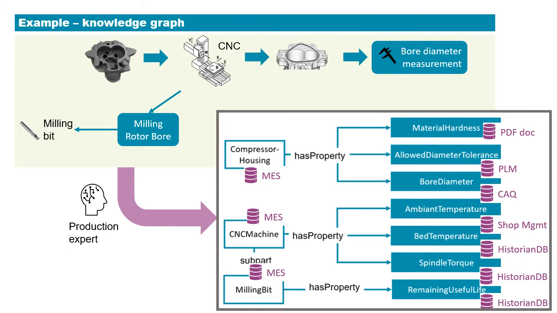Crucially here, data on the different concepts in a knowledge graph are typically found in different locations throughout the company. For example, which compressor housing is milled on which CNC machine can be found in the MES system. Material hardness might be found in a PDF document, and time series data such as bed temperature and spindle torque can be found in time series databases.